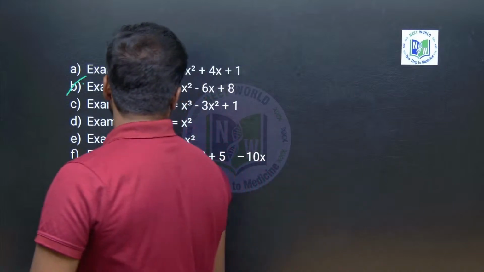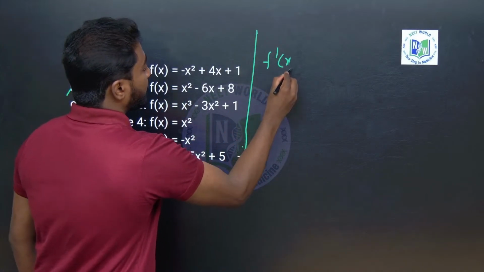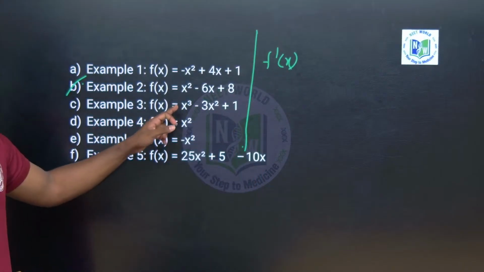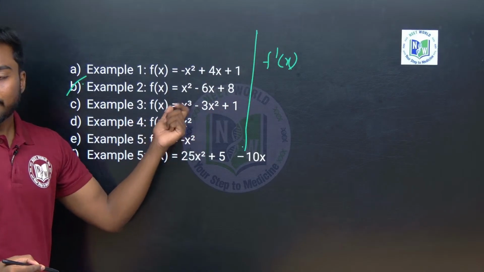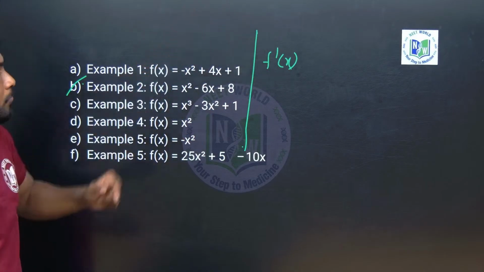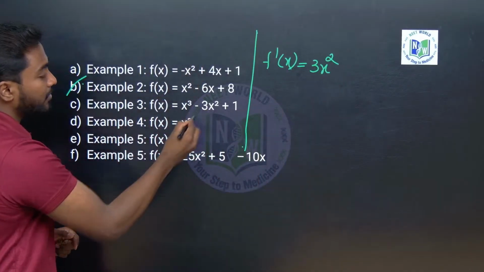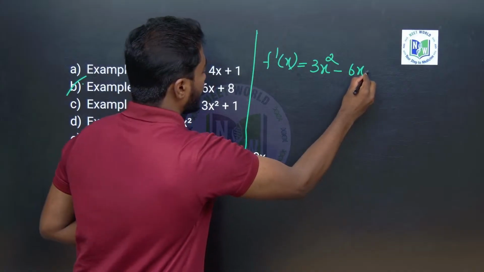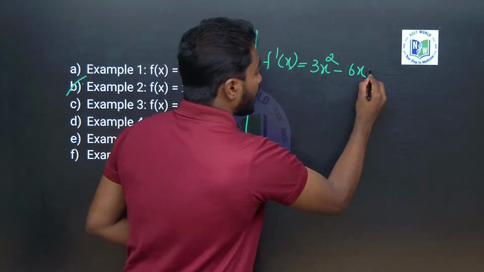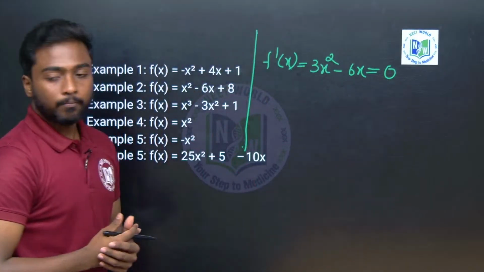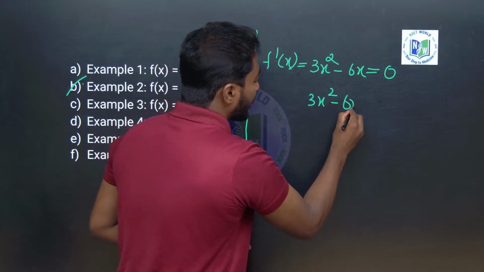Okay. The third question, f dash x is equal to, what will I get here? 3x square, right? I take the n value in front of x and 3 minus 1, which is 2. So 3x square minus 6x plus 0. Now equate this to 0. 3x square minus 6x equals 0.